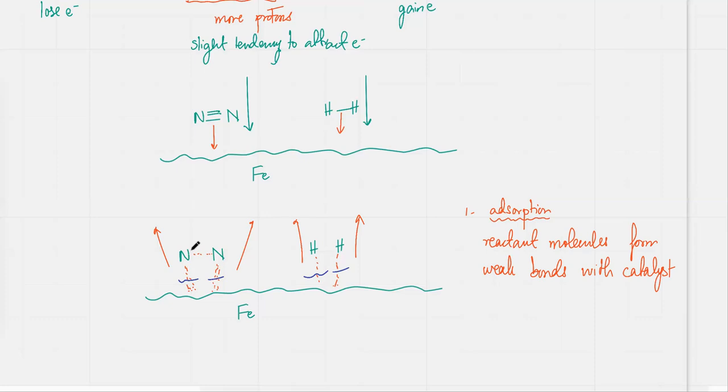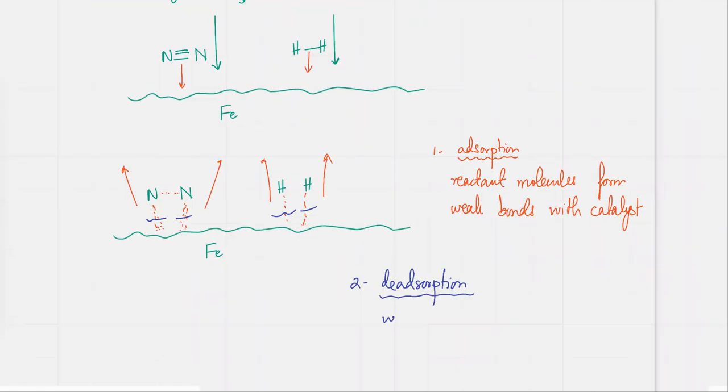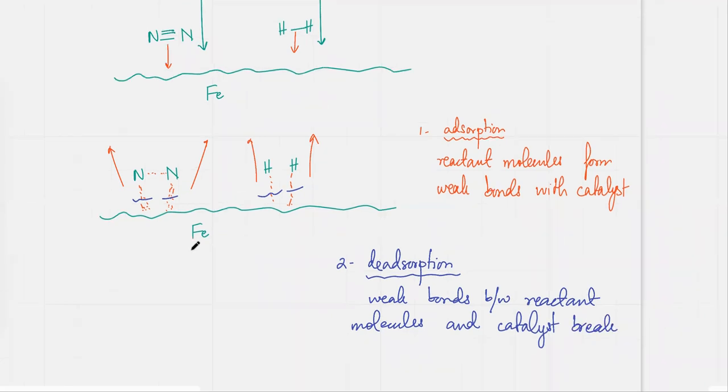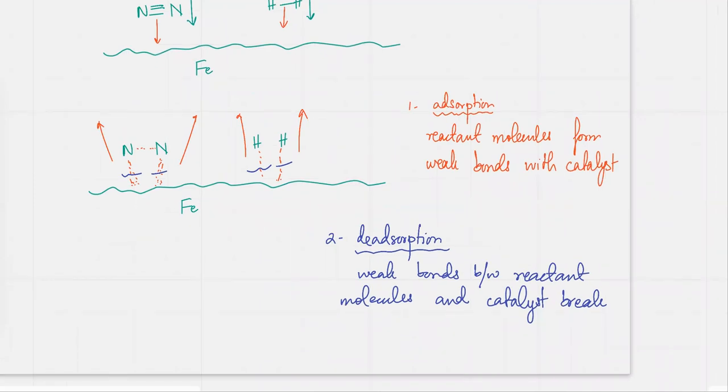That was the thing that was stopping the reaction. Now your collisions are going to become more effective, because breaking the triple bond is not going to be an issue. So that's known as the second part, desorption. Desorption is that the weak bonds between reactant molecules and catalyst break. And now new bonds can be formed easily.